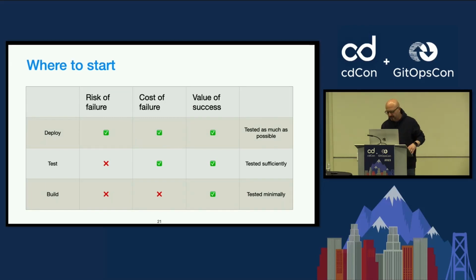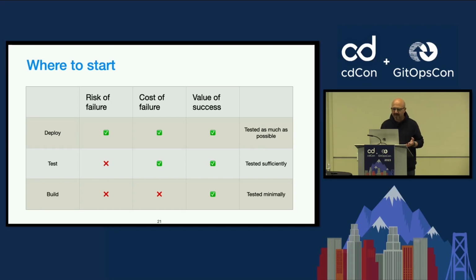So just to recap this part: the deploy has a higher risk of failure because deploy is dealing with different environments and different configurations, and everything has to go right. The cost of failure is bigger, and the value of success is high because the end user is using the app. Otherwise, the end user is not able to use the app.